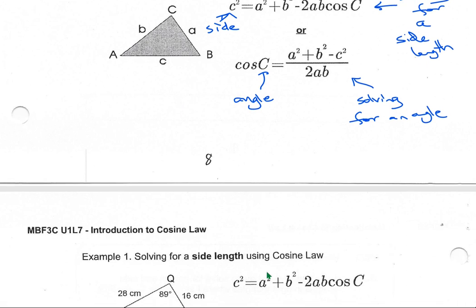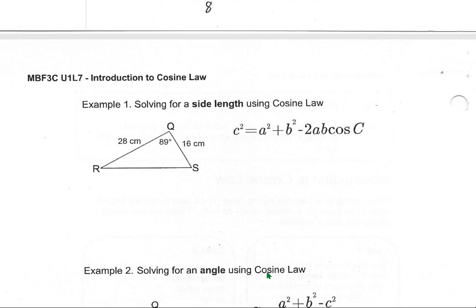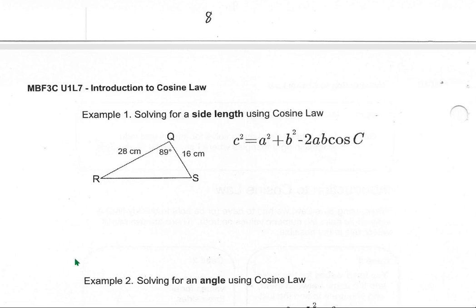Let's do an example. Okay, solve for a side length using the cosine law. So let's write. So this is little q. This is little s and this is little r. We have the side length little s and little r, so let's find little q.